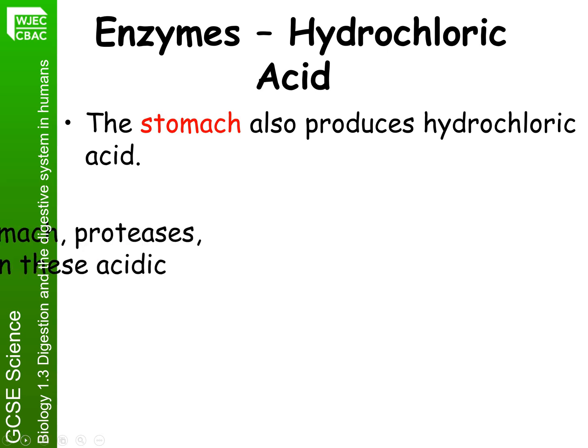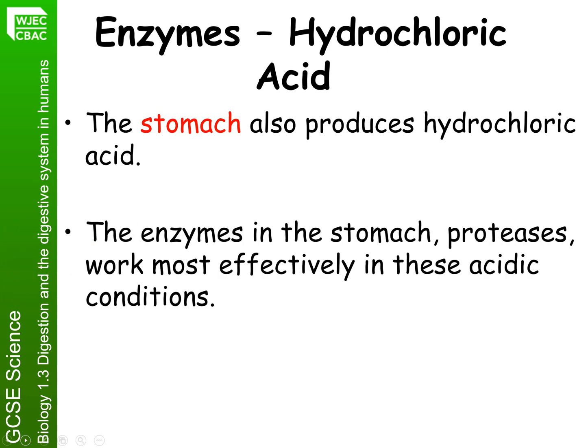The function of the hydrochloric acid in your stomach is to provide the correct pH for the protease enzymes. In the first unit, we learnt about enzymes, and we said that each enzyme has an optimum or best pH that it will work most effectively in. So the protease enzymes in your stomach need to be in acidic conditions, and that is provided by the hydrochloric acid. So again, make sure you're getting this information written down underneath that diagram, please.